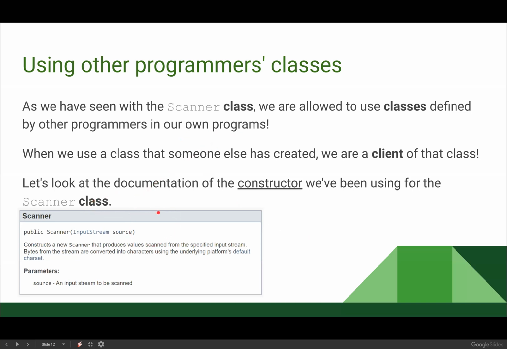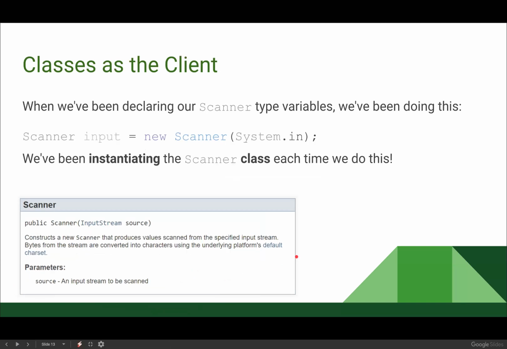So let's look here at the documentation for the constructor that we've been using for the Scanner class. And I'll show you guys what it looks like to actually find documentation. But here is the constructor we've been using. What we've been doing is declaring our Scanner type variables and saying Scanner input equals new Scanner(System.in). We have been instantiating the Scanner class every time we do this because we are calling the constructor for that Scanner class, and we're making a Scanner typed object.